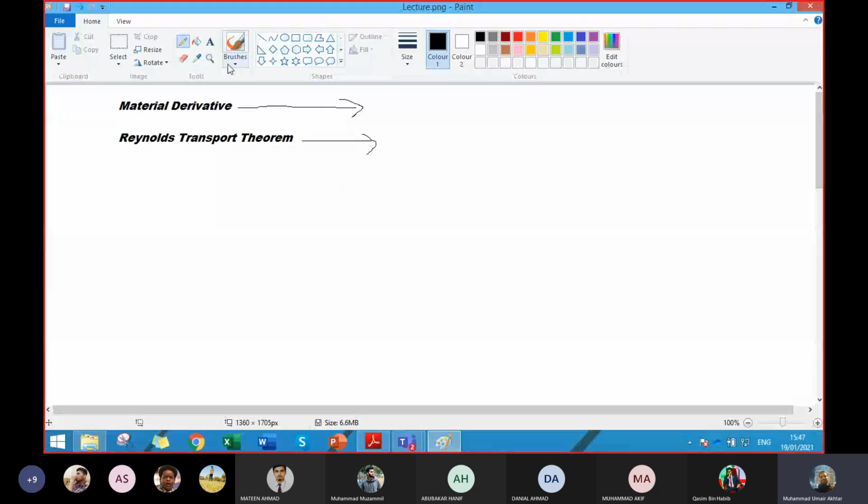What's the mathematical statement for the Reynolds transport theorem? Quickly. So dB system over dt is equal to dB control volume over dt, the derivative of the system property. That is, d by dt of B system should be equal to the time rate of change of the property within the control volume, that is partial by partial t, triple integral. I'm writing it as a single integral, but it's a triple integral.